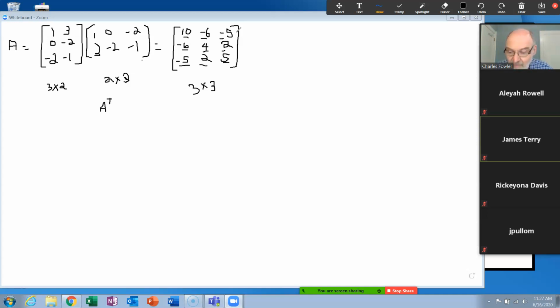So now we're moving to a new concept. This is on matrices, and this is not really a property of a matrix, but it's an operation you can do to a matrix. And that is finding its inverse.